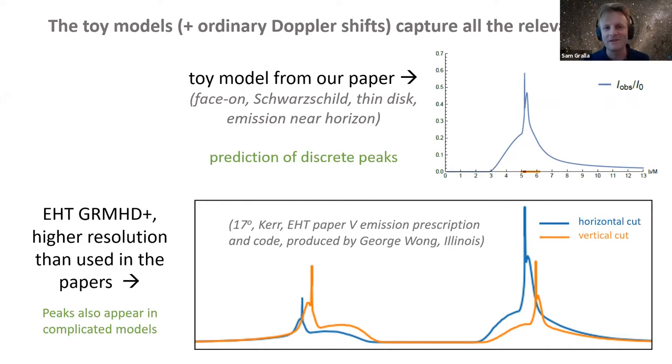So that's another way of seeing that this is really a universal feature. You could do the dumbest thing we did, you could do the most complicated thing possible, and it's there, it looks like this. So that was very exciting and told us we were on the right track in our quest to understand what you can infer about the source from a given image.